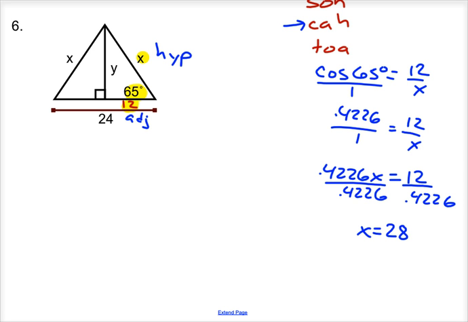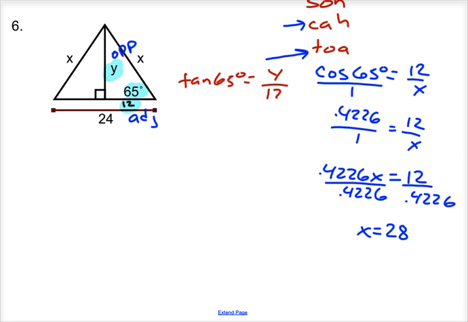Now let's go back and find the value for y. So I still know that I have 12. I'm going to now use the fact that I still have to use the 65-degree angle. I'm going to use the 12, and I want to find the value of y. So 12 is still adjacent. The y happens to be opposite. And if I'm using opposite and adjacent, now I'm going to use the tangent function. So tangent of 65 degrees equals opposite y over adjacent 12.